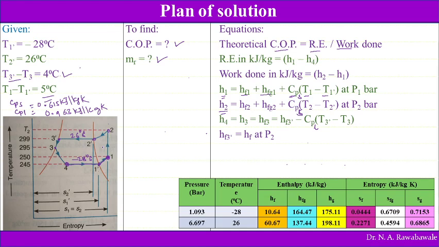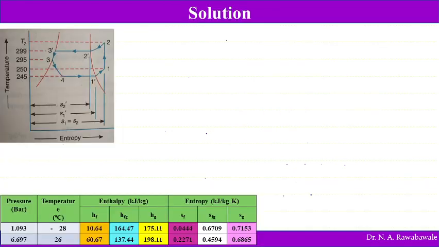We don't know this. This superheating we know, but this we don't know. So for that we have to find out the temperature of superheated steam. T2 has to be obtained. Then H4 is equal to H3, and H3 is equal to HF3 dash minus CPL times (T3 dash minus T3). Then HF3 dash can be obtained as HF at pressure P2. So at pressure P2 we can take this as 60.67. So now we'll proceed to find these one by one.